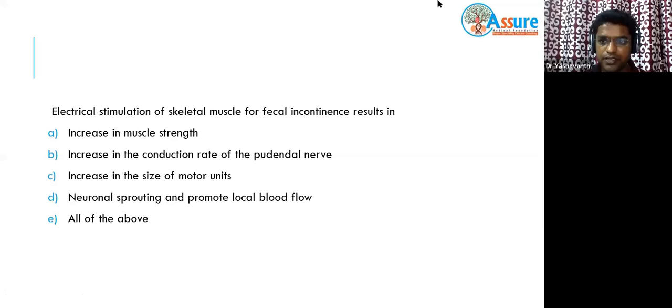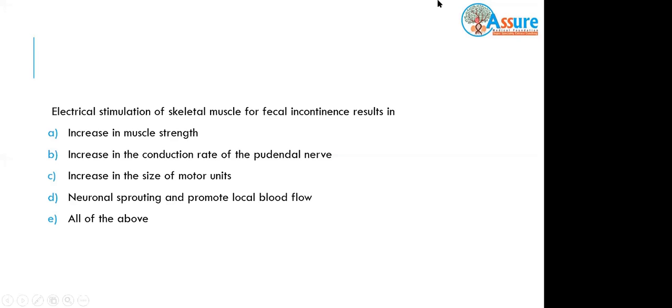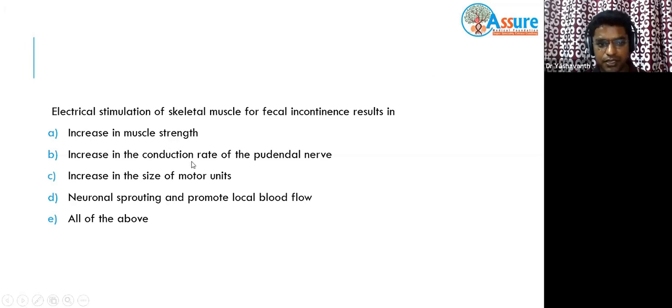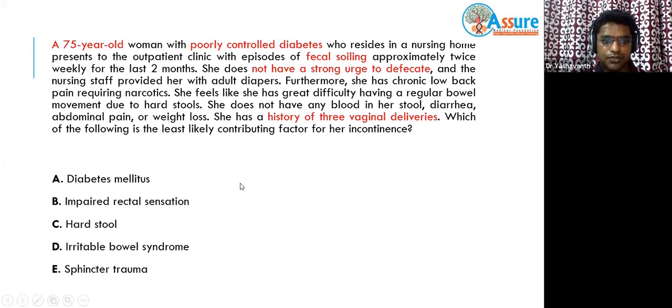Anyone want to take a guess? So E, all of the above. Yes. So electrical stimulation will help in increasing strength, conduction, size of motor units, and neuronal sprouting. So this is one more question.